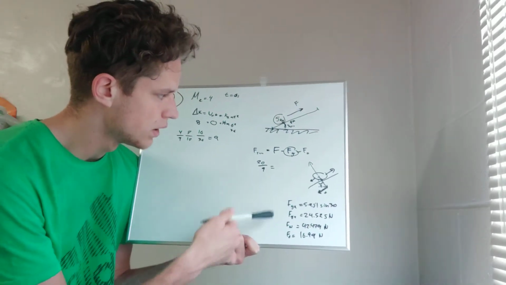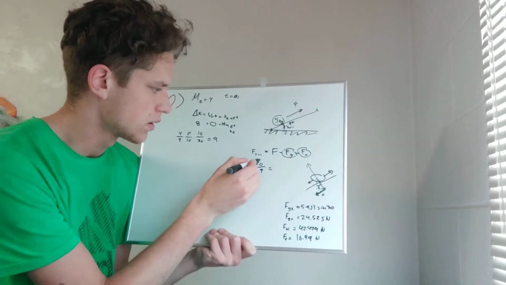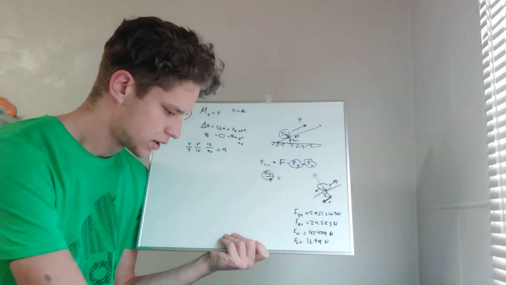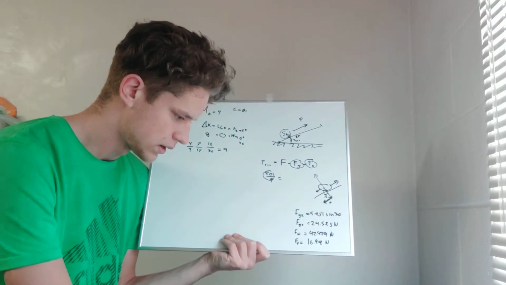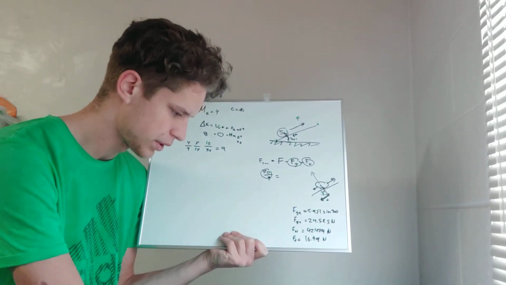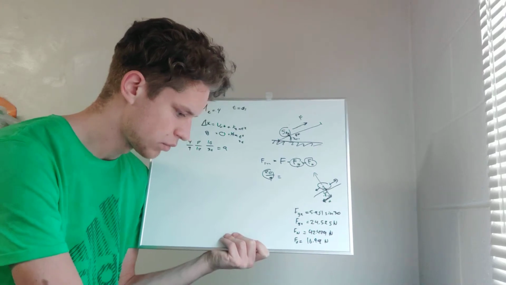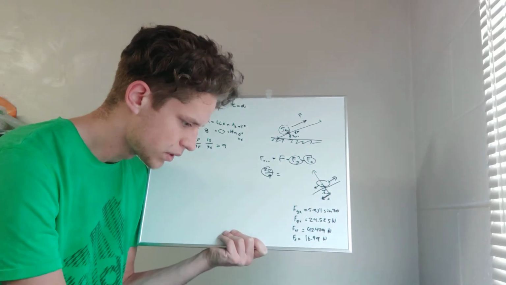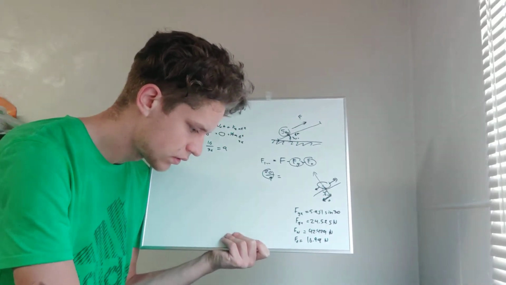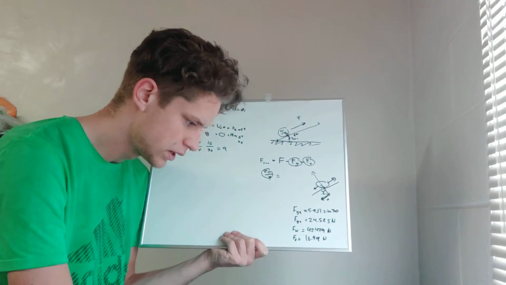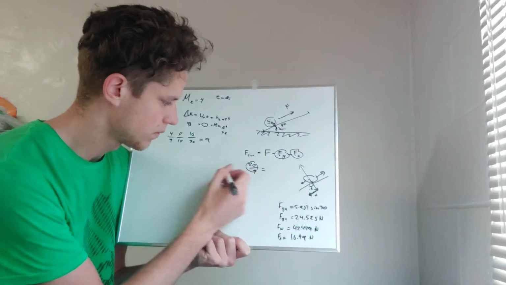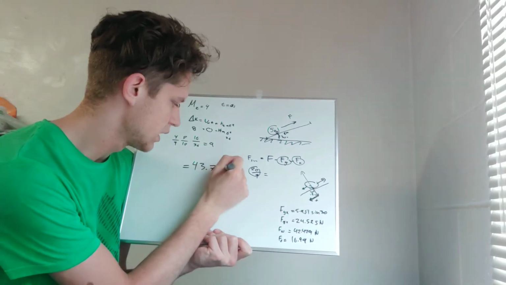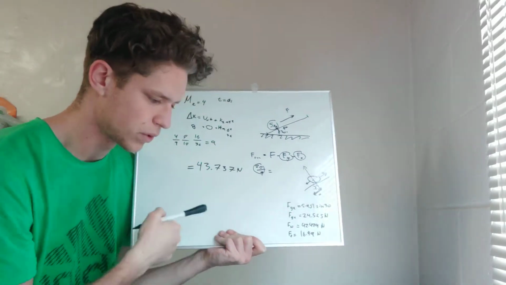So now at this point we have this guy and that guy, so we can do the sums. 20 divided by 9 plus 16.99 plus, what was the other one? 24.525 equals 43.737 newtons of total force.